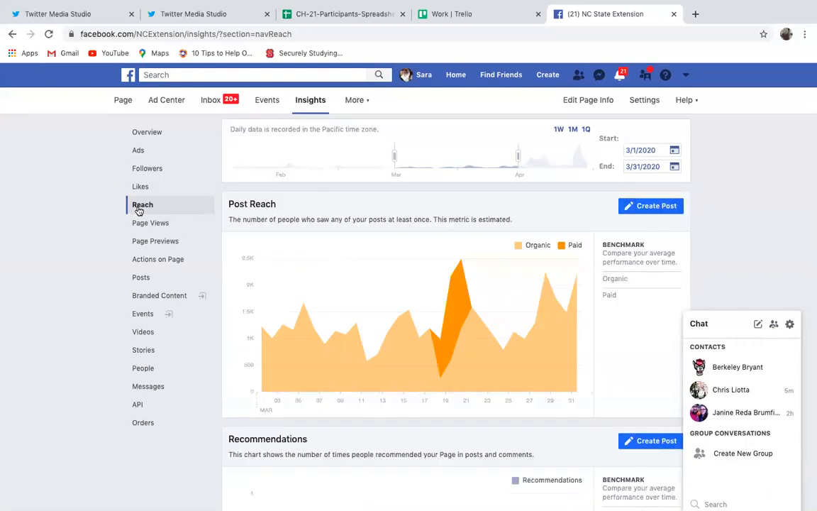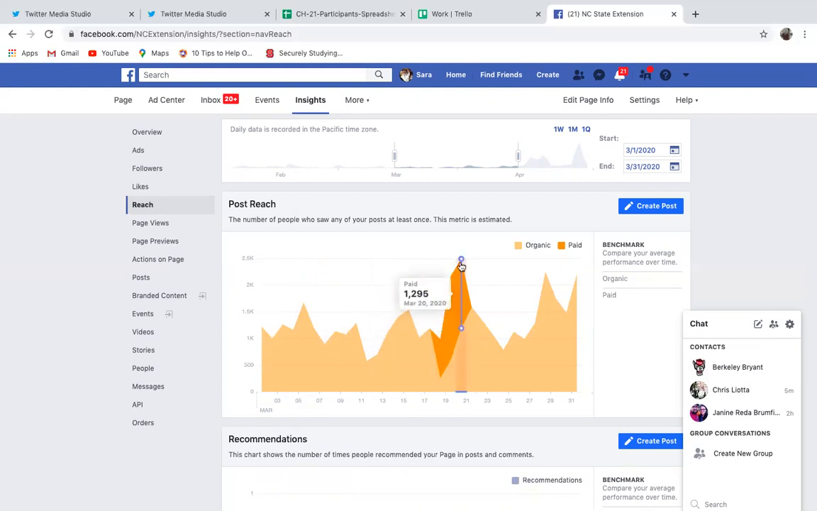And then you can look at reach. So again, you can see reach from the overview page, but this allows you to see from March 1st to March 31st, or whatever time frame you want to go by. It'll let you see if there is a spike. So you'll see we actually had a spike around March 21st, and I can see that was because of a paid ad that we were running.